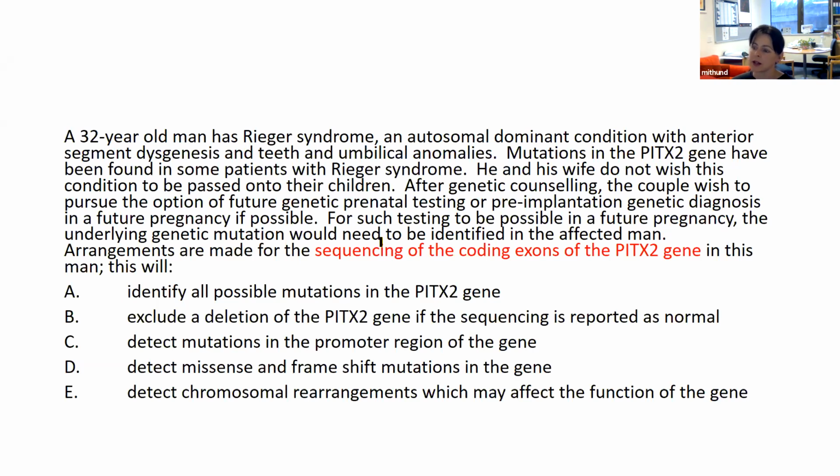It's not looking at the promoter, and it can't exclude a deletion, even if the sequencing is normal, because a deletion might occur somewhere else. And it can't detect chromosomal rearrangement. Again, that goes back to the karyotyping. So in this case, the correct answer would be D.